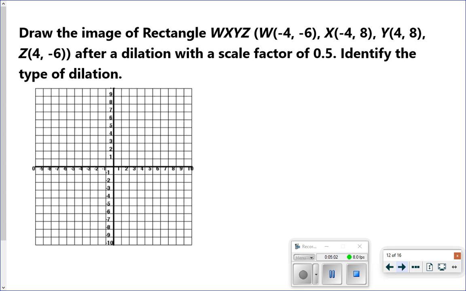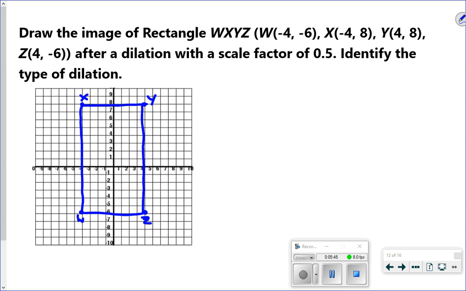So for this next one, draw the image of rectangle WXYZ. They list the ordered pairs after a dilation with a scale factor of 5/10 or 1/2. Identify the type of dilation. So I'm going to do the same thing as I did on the last one. I'm going to start by drawing my original figure. So W is at -4, -6. Here's W. X is at -4, 8. So -4, up to 8. There's X. Y is at 4, 8. So there's Y. And then Z is at 4, -6. Here's Z. All right, so I'm going to go ahead and connect these.